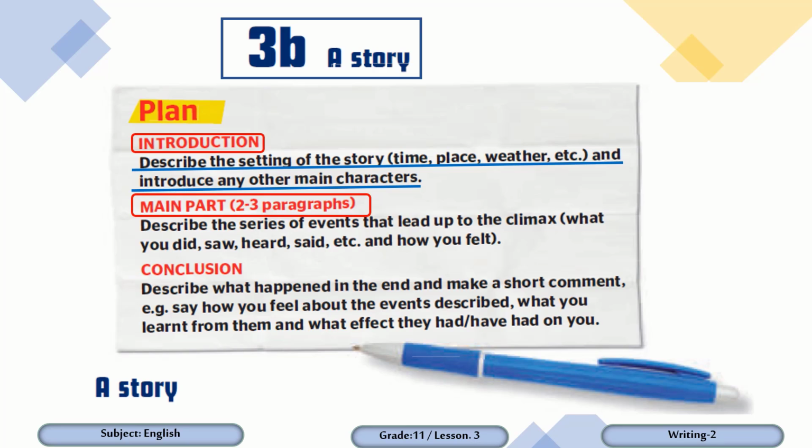The second station in the planning process is the main part, and the main part consists of paragraph number 2 and paragraph number 3. And the major task of this main part is to describe the series of events that lead up to the climax. In this part, you need to write something about what you did, what you saw, what you heard, what you said, and to mention something about your feelings and emotions.